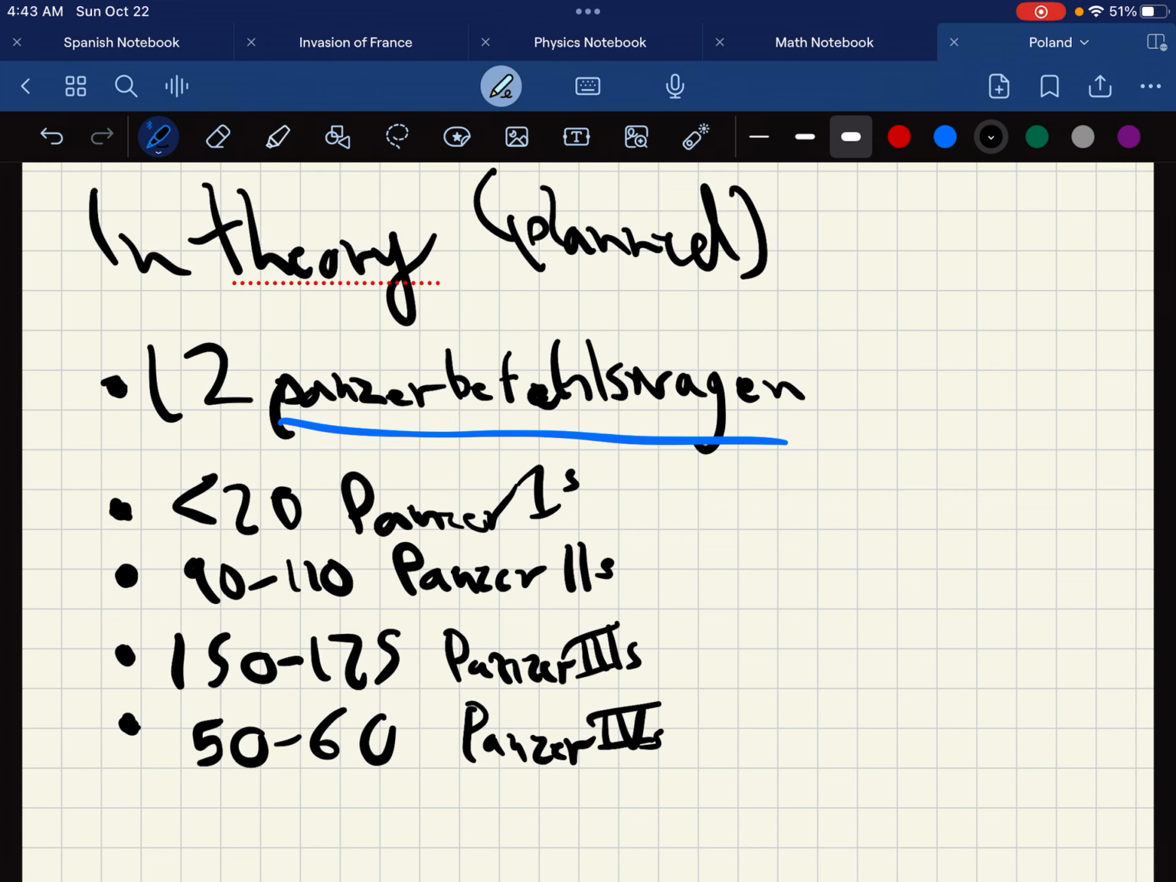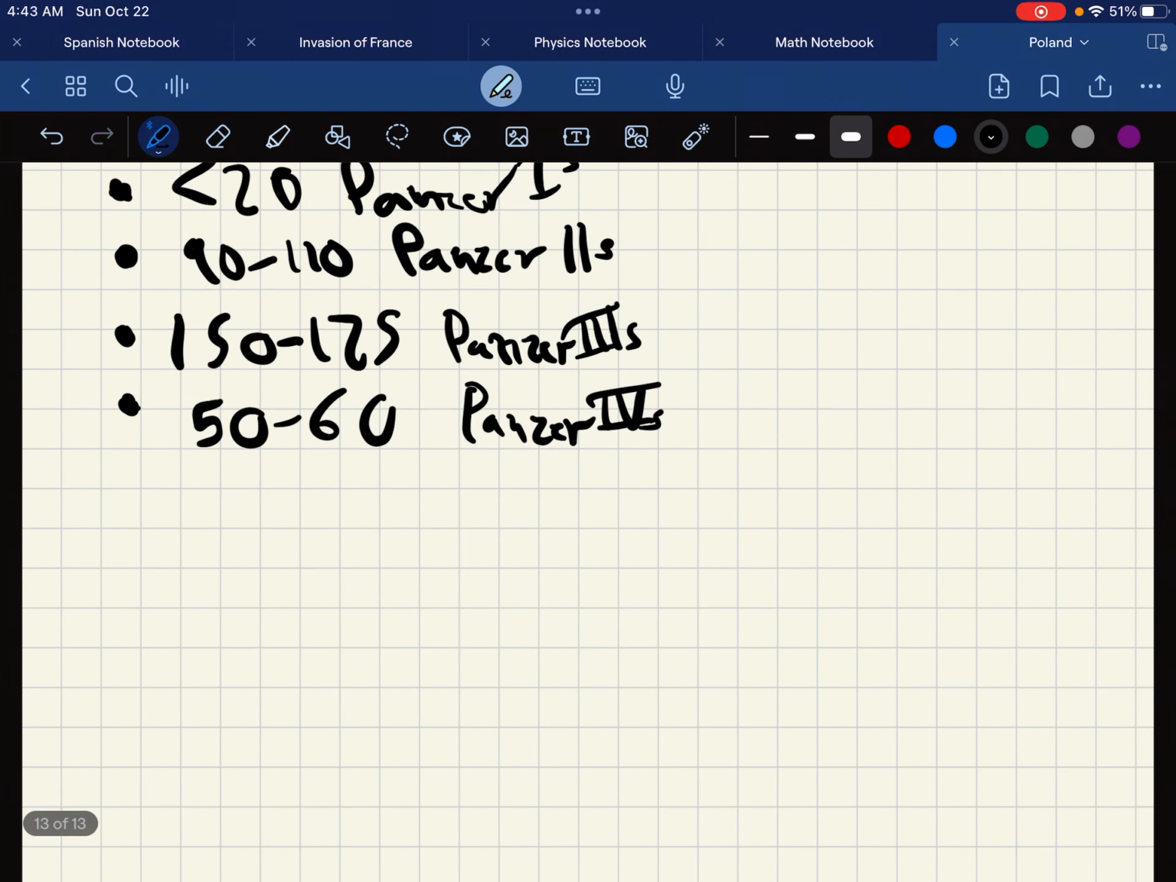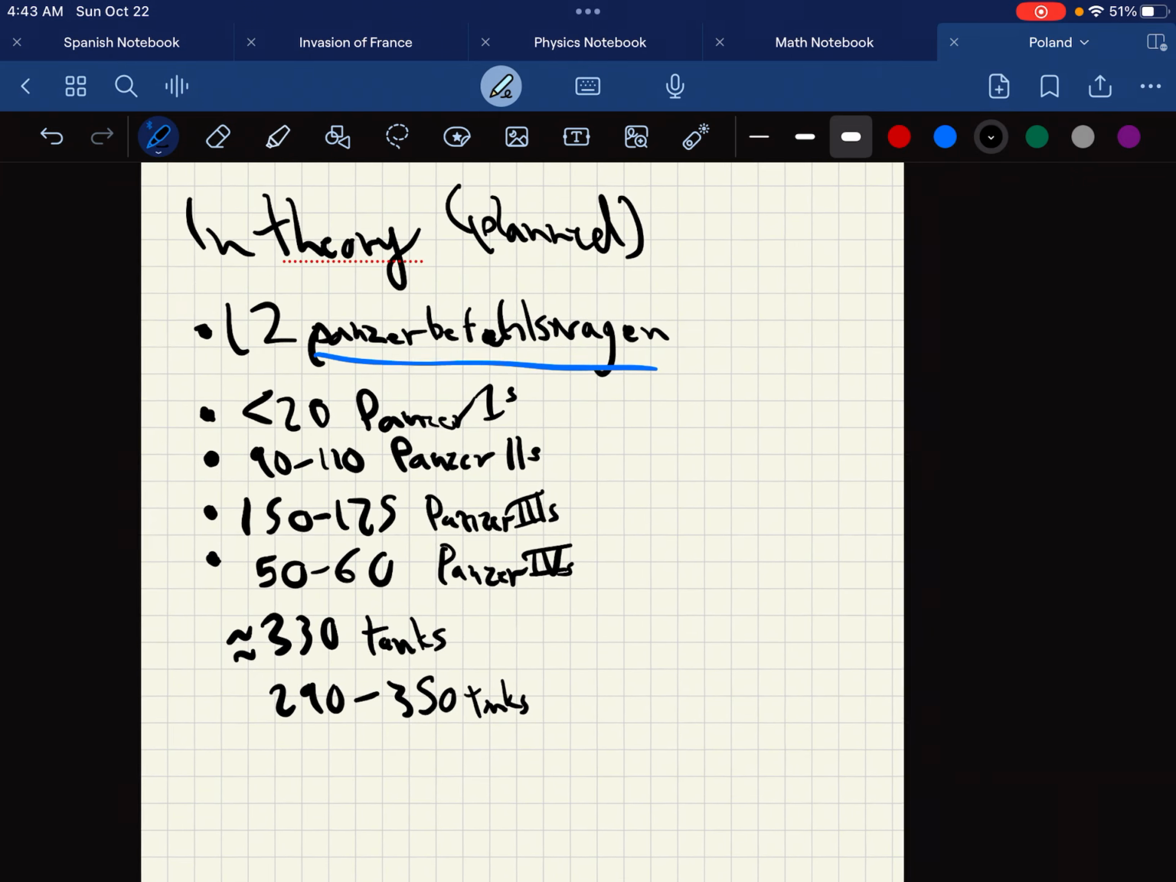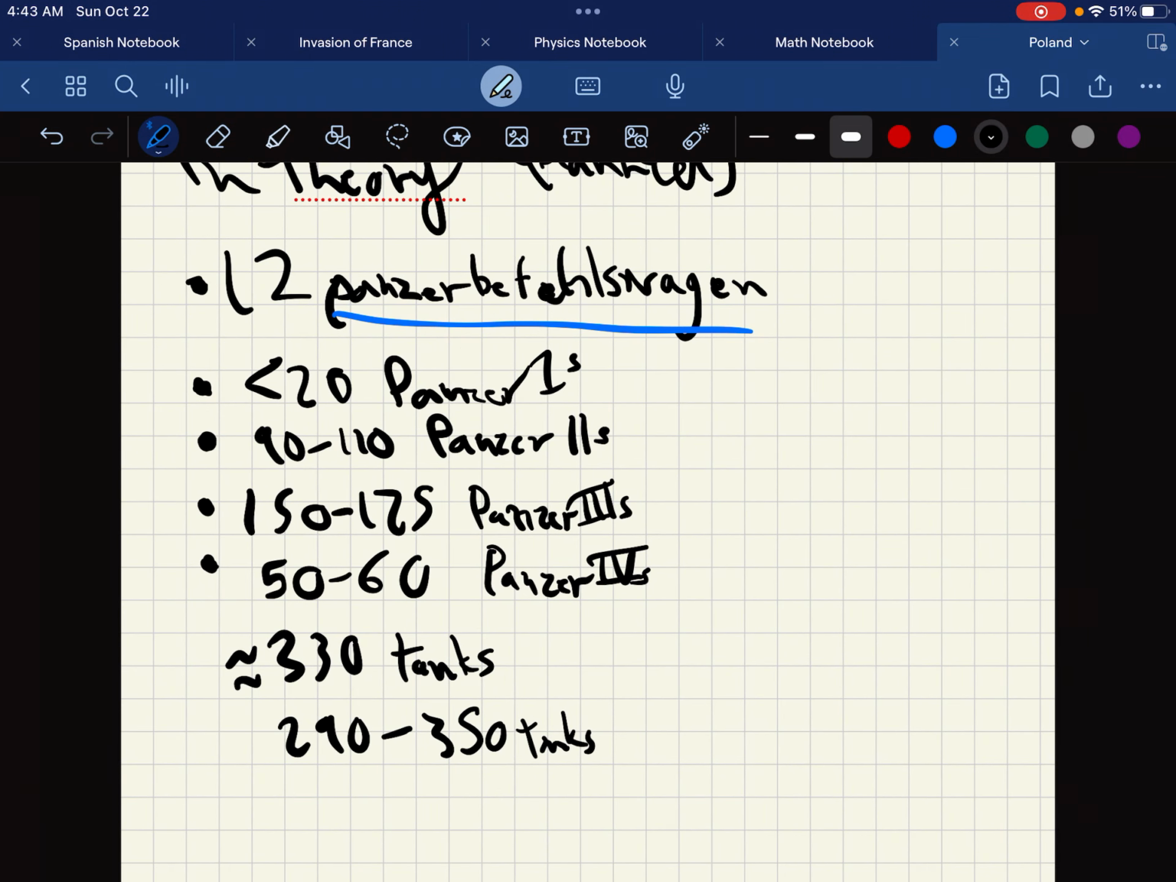So if you followed all these metrics, then you'd reach something around 330 tanks. More or less, maybe 290 to 340 or 350 tanks, I suppose. So if these were the amount of tanks of each category that was planned, how many were there usually actually?